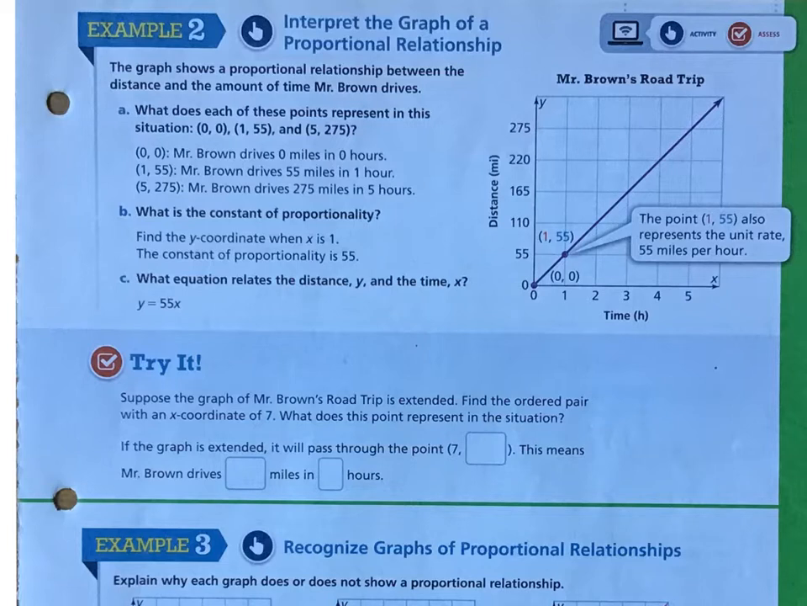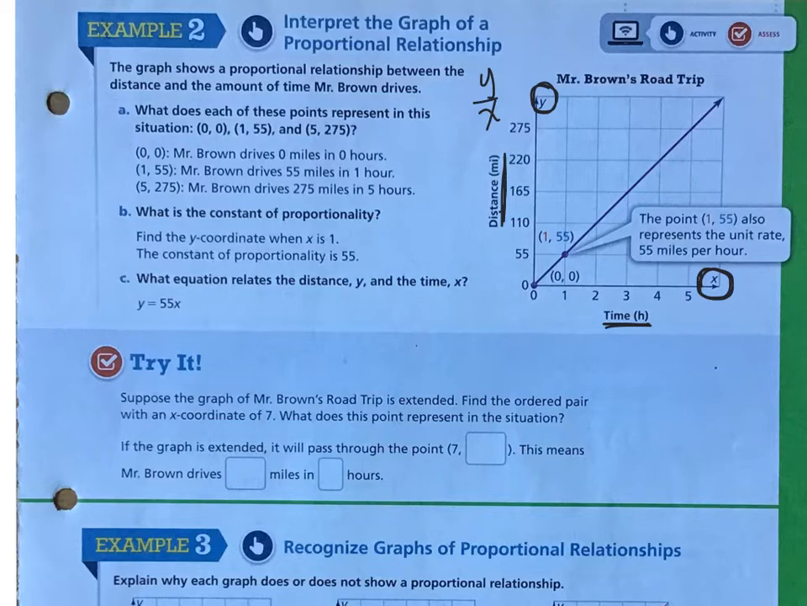Each of these ordered pairs represents an x value and a y value. Remember, your x value comes first. Okay, that's your time on your graph. Your time is your x number, and your y number is your distance. So in all of these cases, the y number, or that ratio of y to x, means that we are comparing the distance in miles to the time in hours.